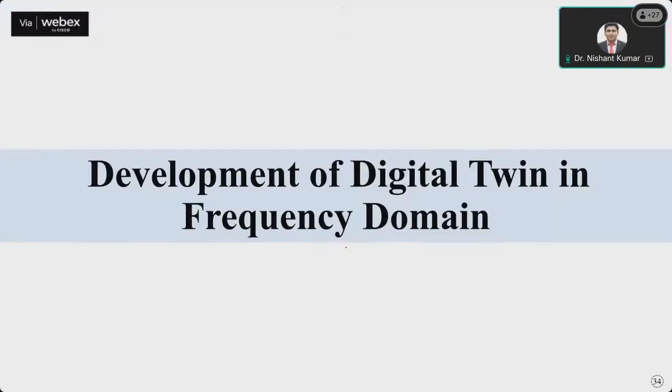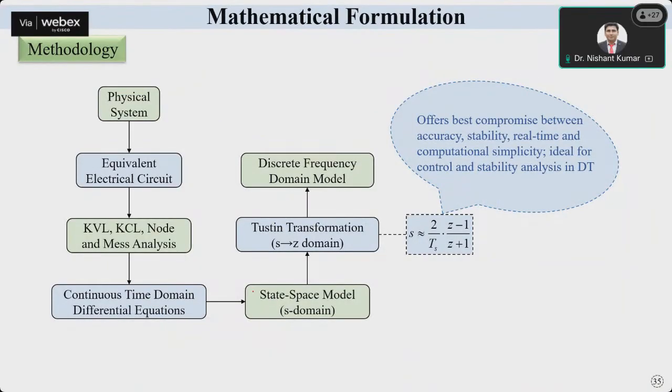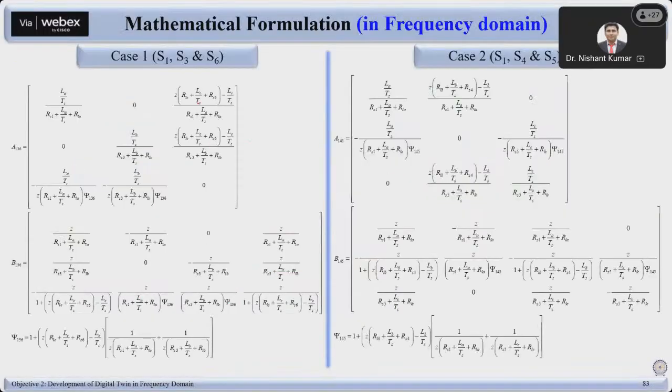Another approach is the frequency domain side. In the frequency domain, everything will be the same. The only extra thing you are going to do, once you write the differential equation, is first reform the equations in the S domain, then convert from the S domain to the Z domain, because the S domain is a continuous domain. Then you apply your DT modeling. This time an S to Z transformation is used, but you can go for some other methods also, according to your choice.